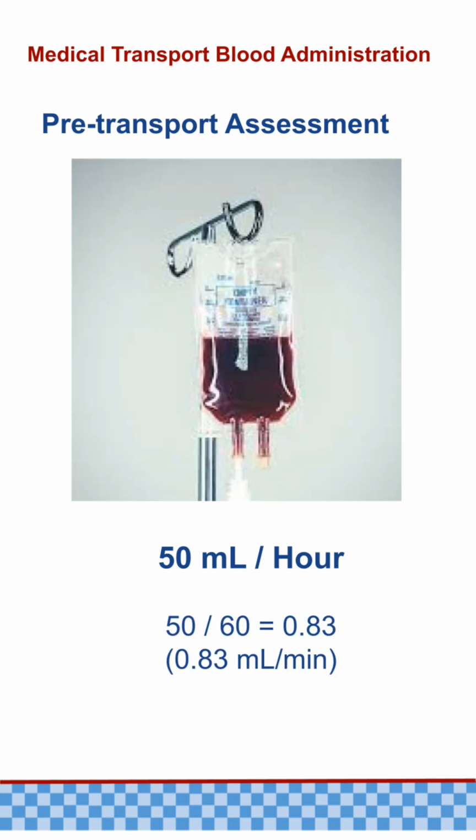First, if not already known, convert the milliliters per hour to milliliters per minute by dividing the milliliters per hour by 60. 50 divided by 60 is 0.83. This gives us a drip rate of 0.83 milliliters per minute.